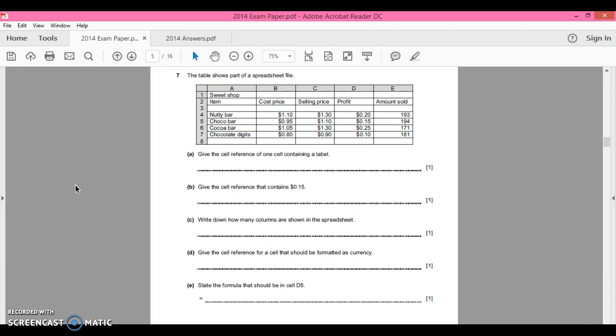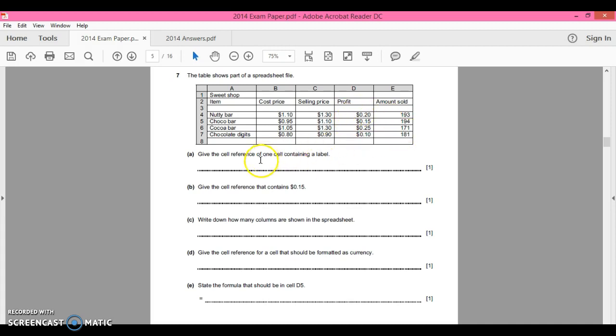First of all, look at the spreadsheet. So the sweet shops: you've got items here, and you've got the cost of each item. That's what the sweet shop is paying for the sweets. Then the selling price. This is the price that the sweet shops are selling the items for, so they can make a profit. Then there's the amount they've sold.